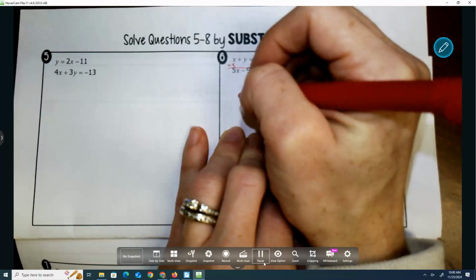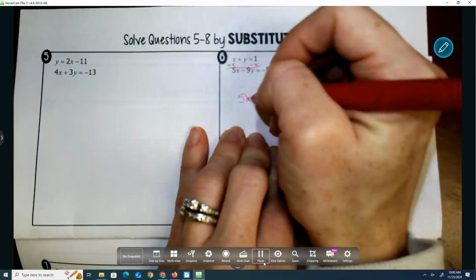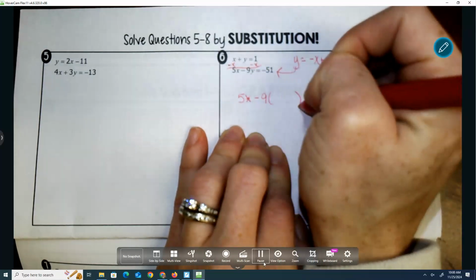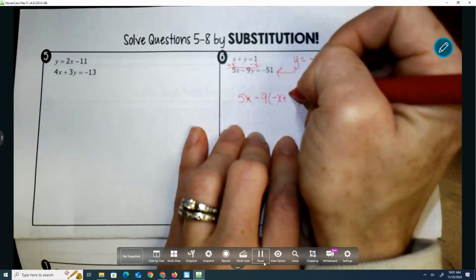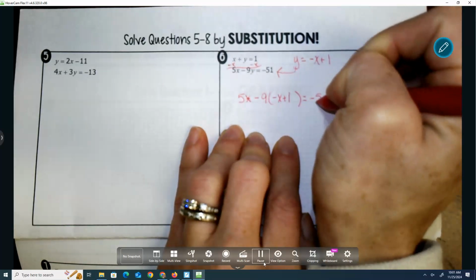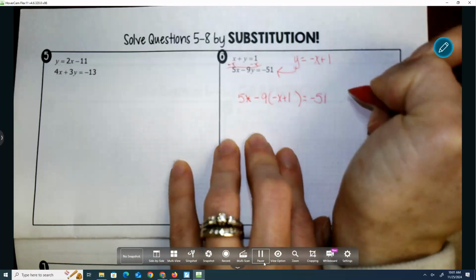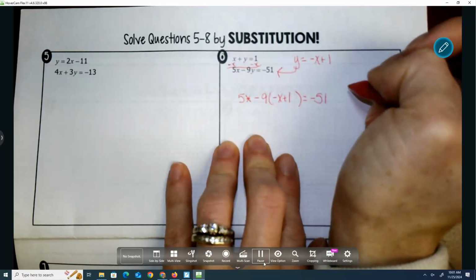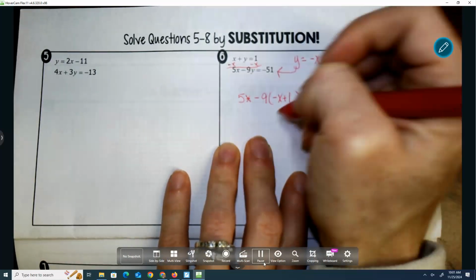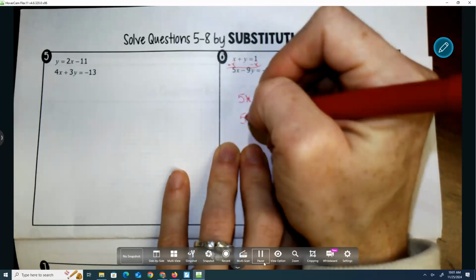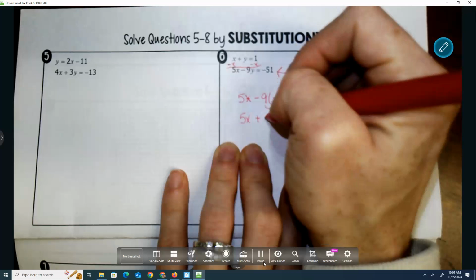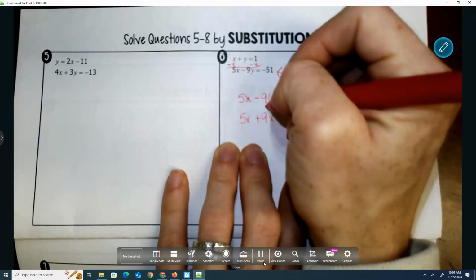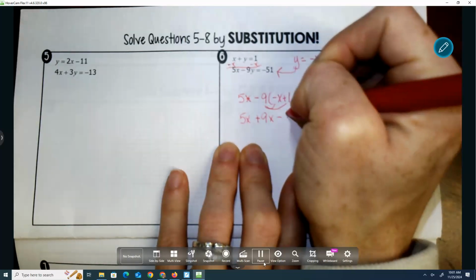So the second equation is 5x minus 9 times y, but I now know that y is negative x plus 1, equals negative 51. To solve this, we have to distribute our negative 9. So negative 9 times negative x is positive 9x. Negative 9 times 1 is negative 9.